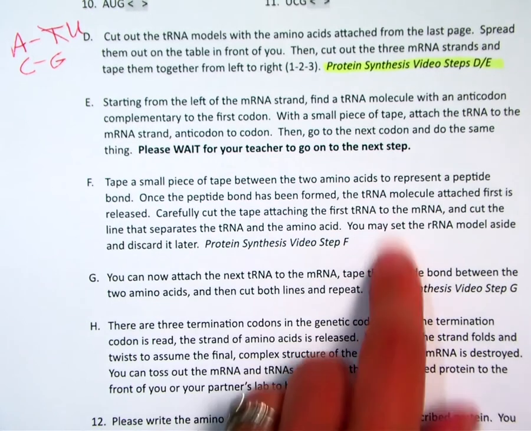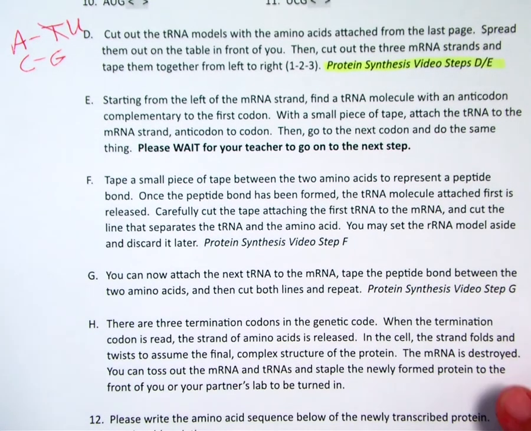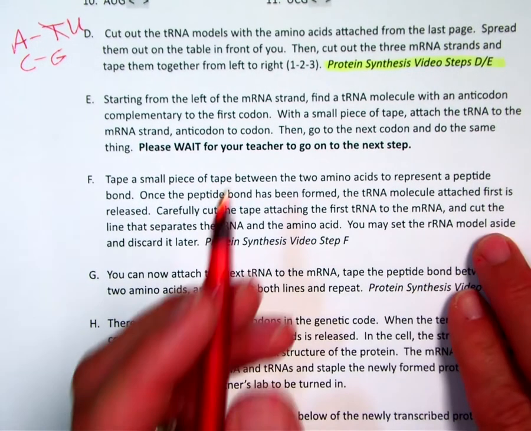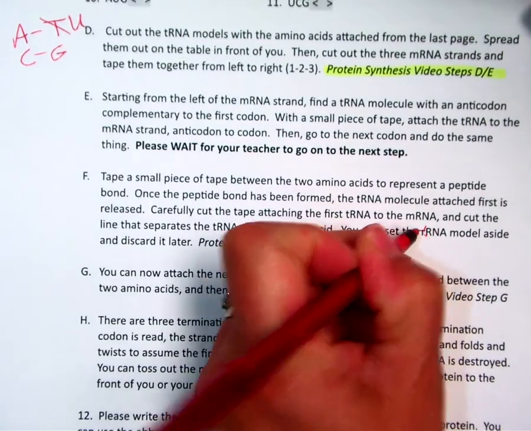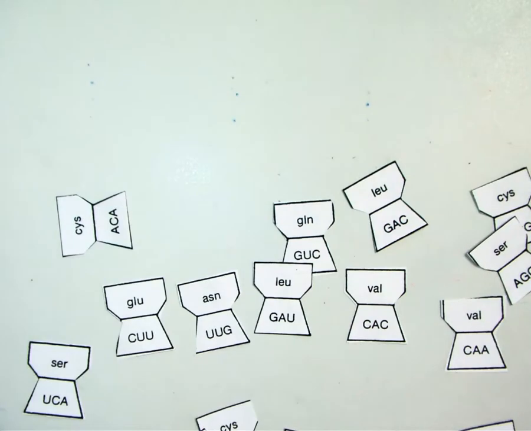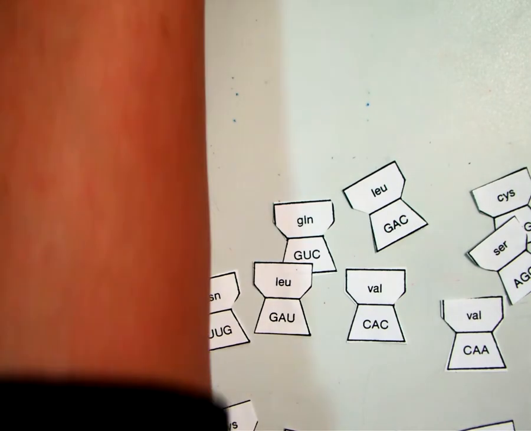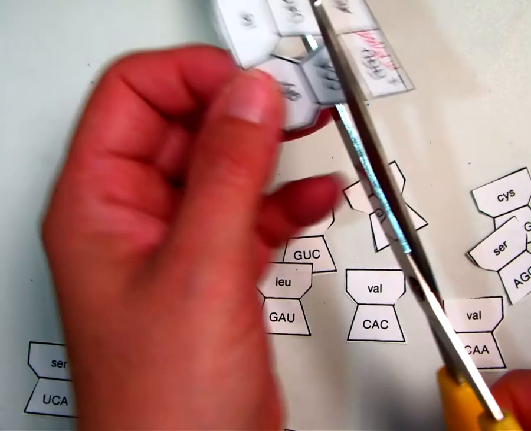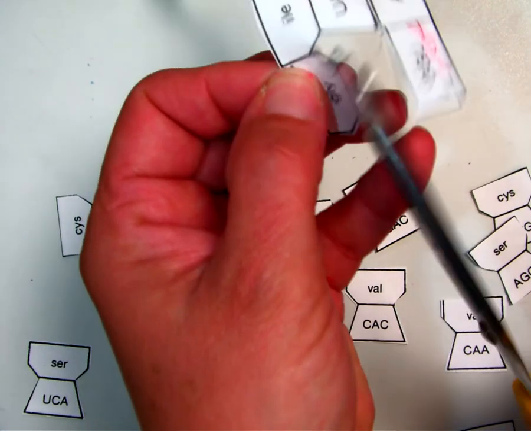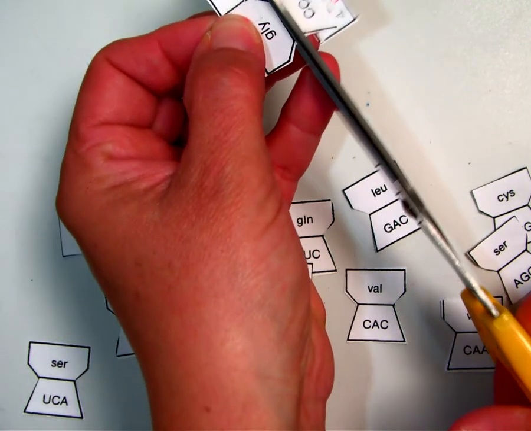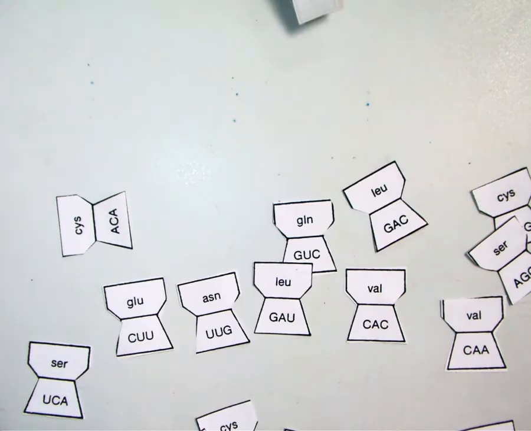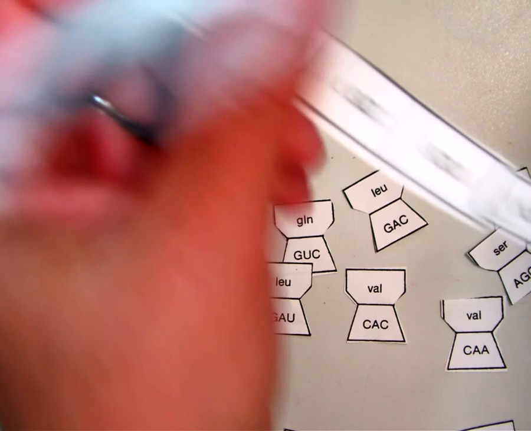This should be a T. Here, let me just change that on that virtual copy. Okay, so it just said to get rid of the anticodon, and then this will be thrown out. So I'm going to put that in a pile to throw out later.